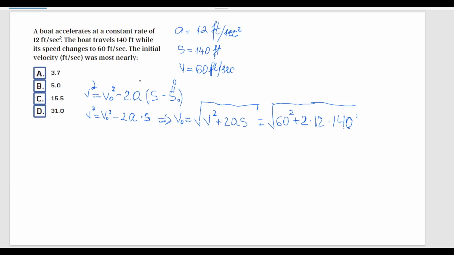Again, I just want to apologize about my writing. I'm having real issues with this pen today. Bear with me, please. Just making sure our units match. We have feet, feet, feet, so we're good there. So let's go ahead and solve this. Use your calculator. I'm going to do 60 squared, 2 times 12, that's 24, times 140, plus square root.